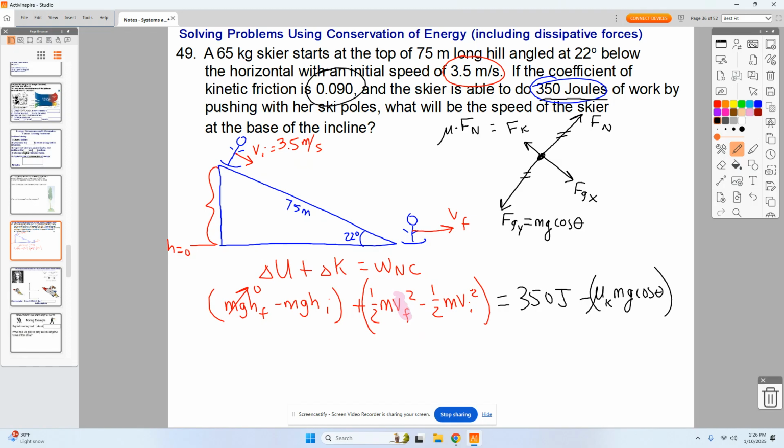Now, I'm not done yet. That's the frictional force. Would you guys agree that's the force of friction? Mu times the normal force? How do I turn that into work? Multiply by the 75 figures, right? There you go. Now, I'm just going to put down 75 there.